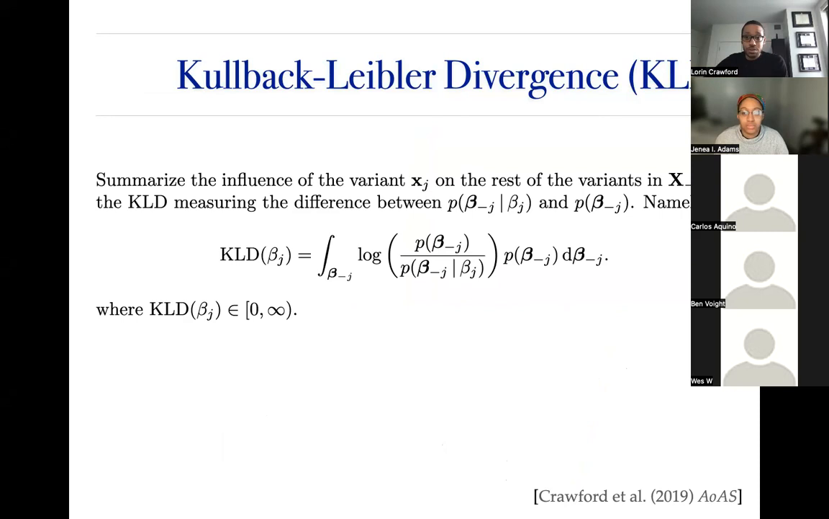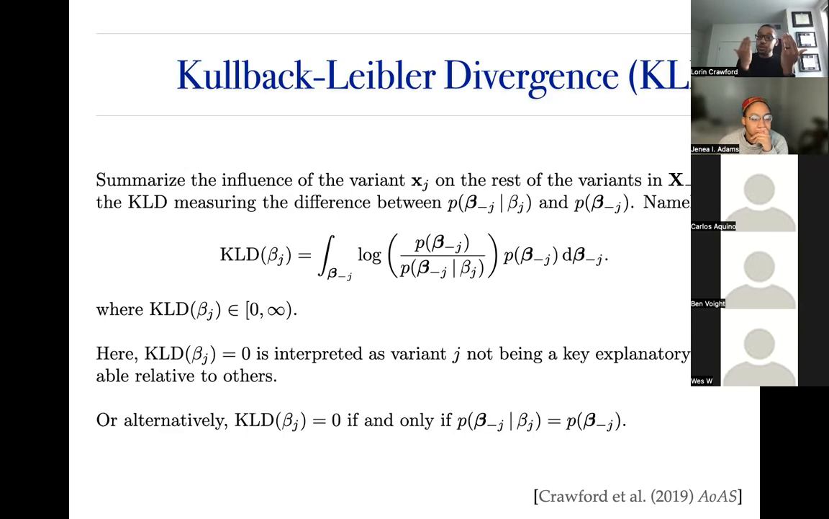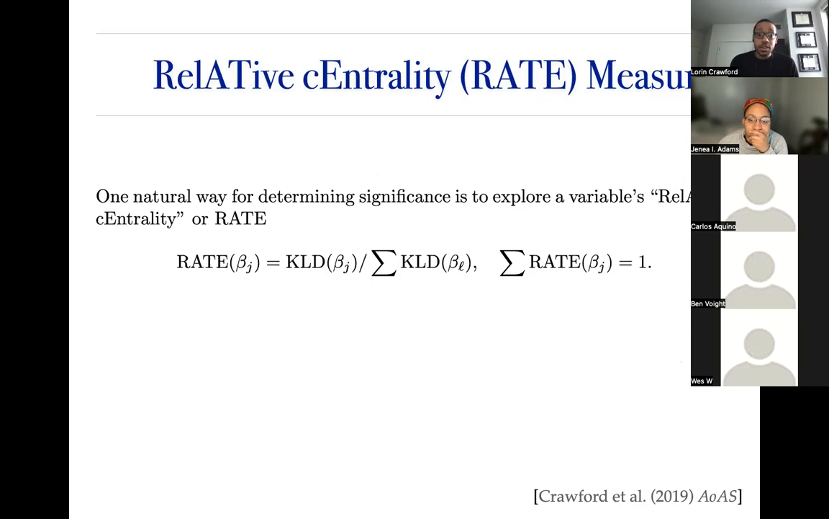Another way to think about this is that if the KL divergence is zero, that can be interpreted as that variable not being a key explanatory variable relative to the others. In other words, the KL divergence between those two distributions is zero if and only if they're exactly the same. Whether that player is around or whether that player's effect is set to zero, it doesn't matter. I still have the same amount of information. Okay. Now, what we do in this data set is determine significance by exploring a variable's relative centrality.